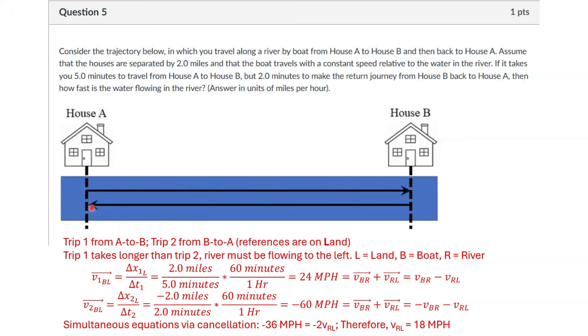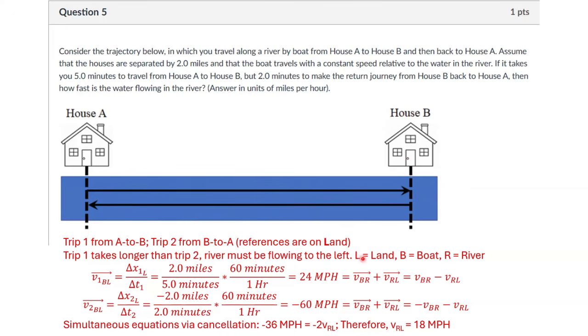So, trip 1 from A to B, trip 2 from B to A, I'm just going to define some things here. References in that case are on land. And trip 1 takes longer than trip 2, so we can presume that the water must be flowing to the left, right? So when we go from A to B, we're going against the current. When we go back from B to A, we're going with the current, and that's why we travel faster from B to A than we did from A to B.